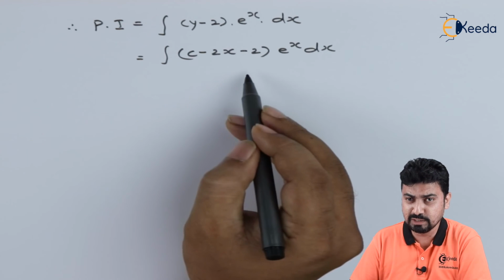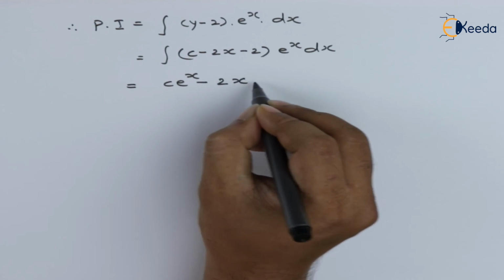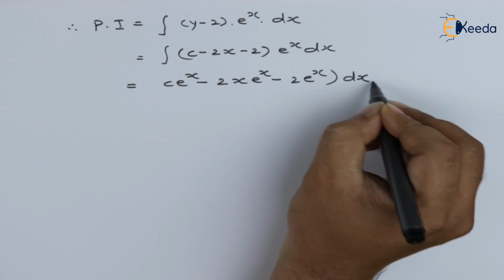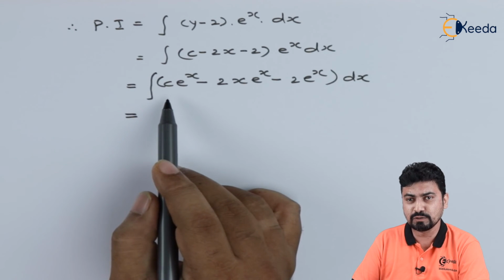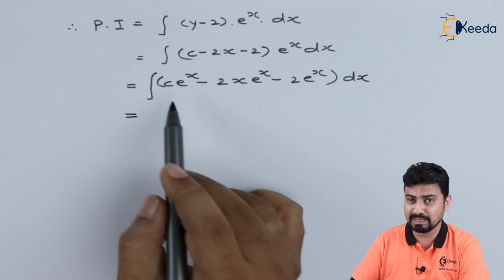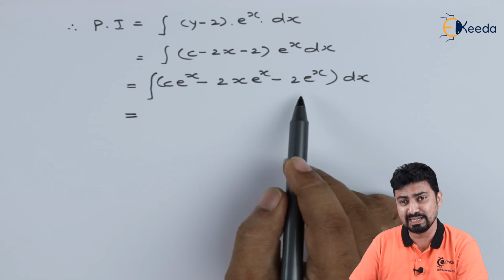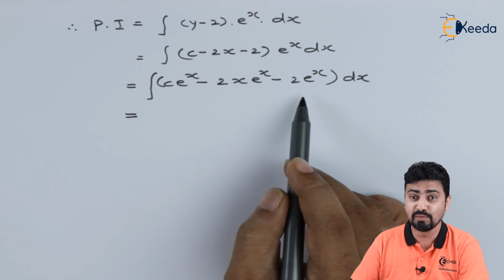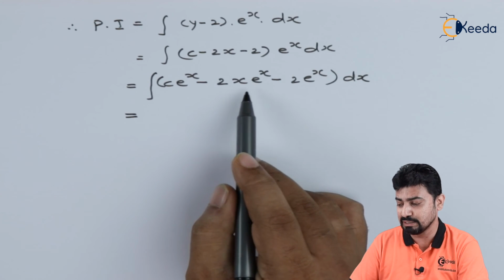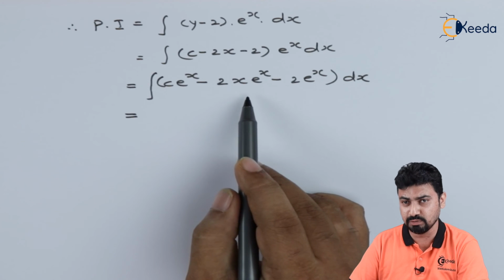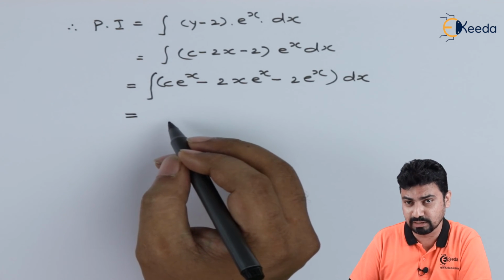Multiply e raised to x with each term to see what are the integrals. The first term c into e raised to x, c is constant, the integral of e raised to x is e raised to x. The last term minus 2 into e raised to x, minus 2 is a constant, e raised to x integral is e raised to x. We will have to worry about the middle term, which is integration by parts. Again, the answer of x into e raised to x is x minus 1 into e raised to x. Let us write the answers of all the three terms, that is the integrals of all the three terms.